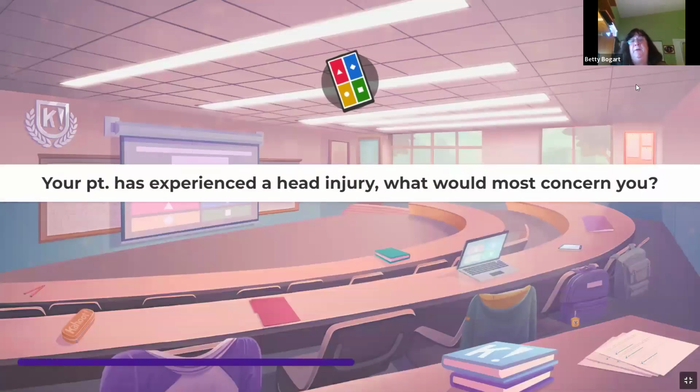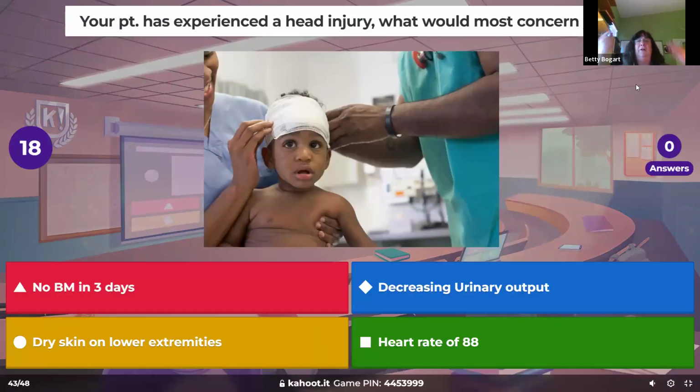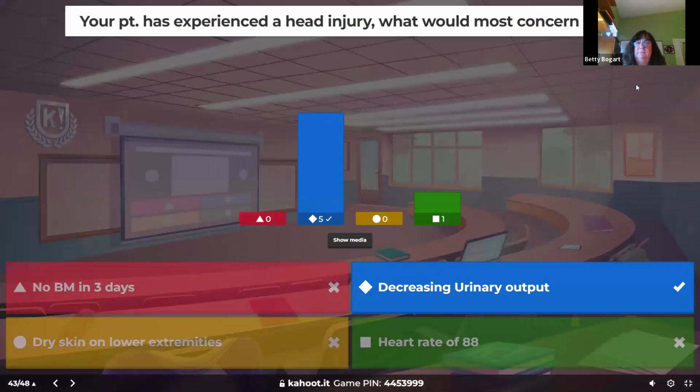Your patient experienced a head injury. What would most concern you? Oh, head injury, swelling. What would you be worried about with that? Yeah, you'll be monitoring level of consciousness for sure. But it can also squeeze that pituitary gland in there, right? And it can affect fluid balance. The decreasing urinary output is what I'd worry about. Excellent.